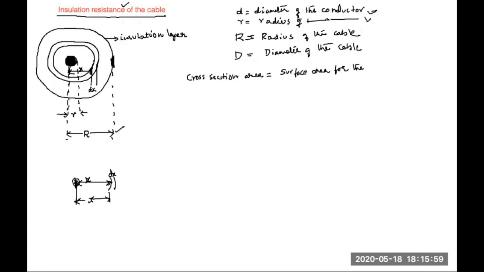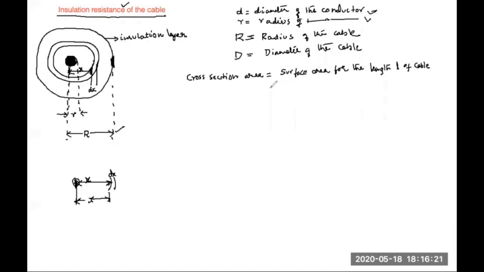Surface area for the length L. Why am I writing this completely? Because you should understand this. This is a very, very important derivation. Definitely will come in the exam. It is the most frequently asked question. That's why. Okay. Cross-section area is equal to surface area for the length L of the cable.